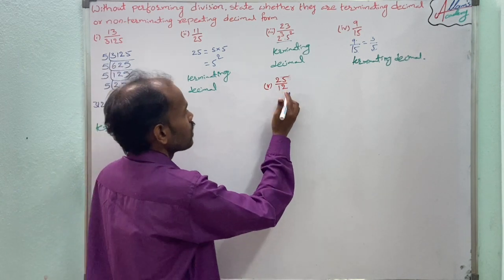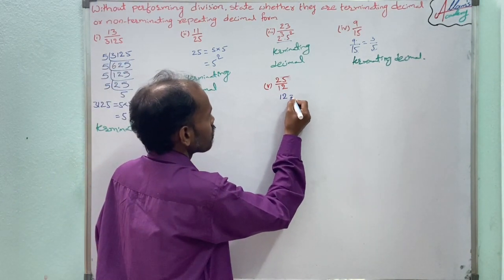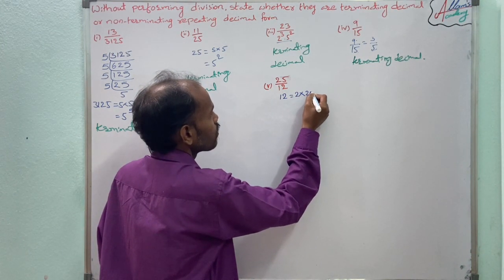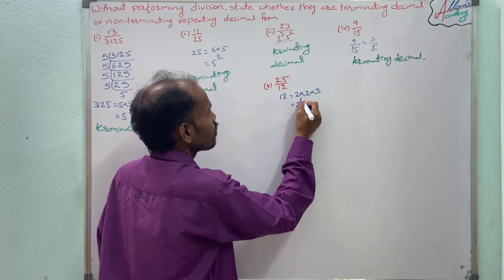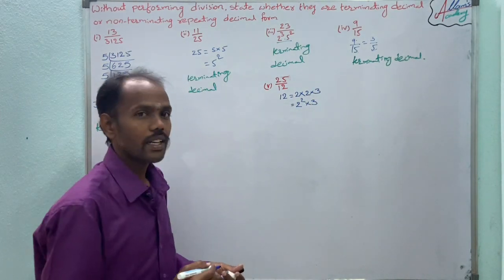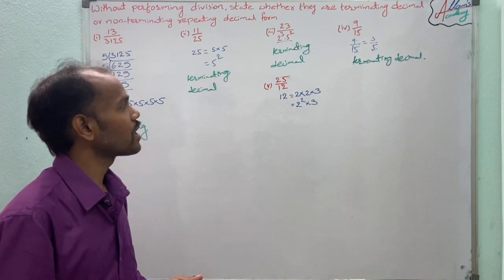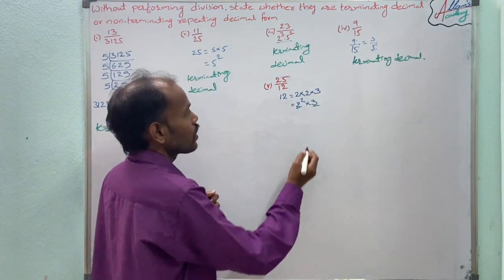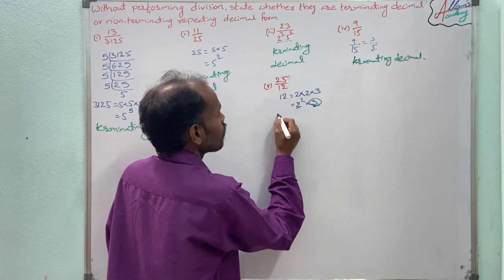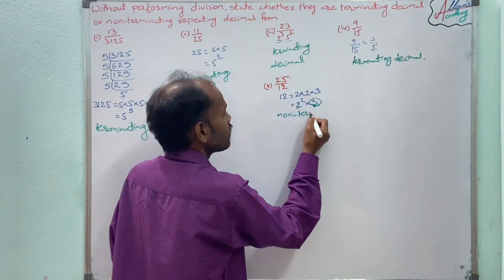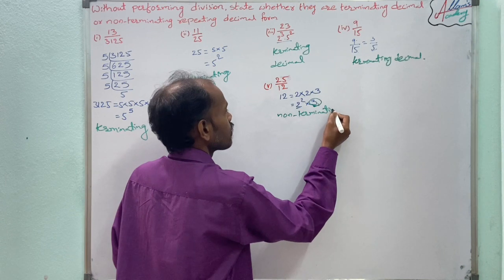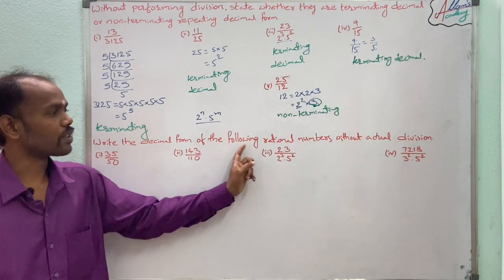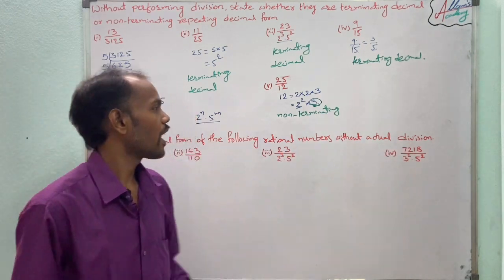Now observe the denominator 12. 12 can be expressed as 4 times 3. 4 means 2 into 2, so it is 2 square into 3. Now observe that the denominator is the product of 2 and 3, so an extra 3 came. So it is a non-terminating decimal.